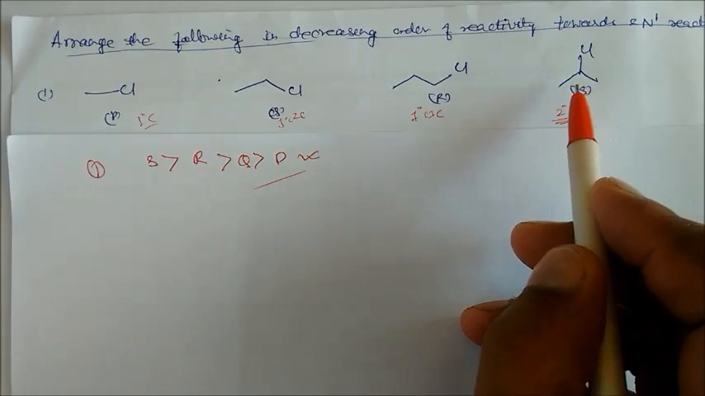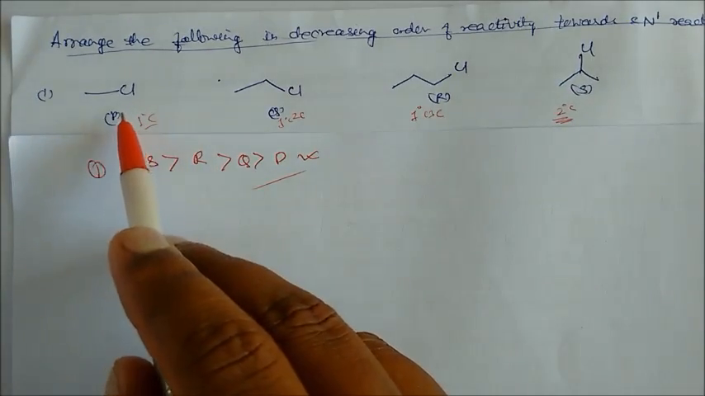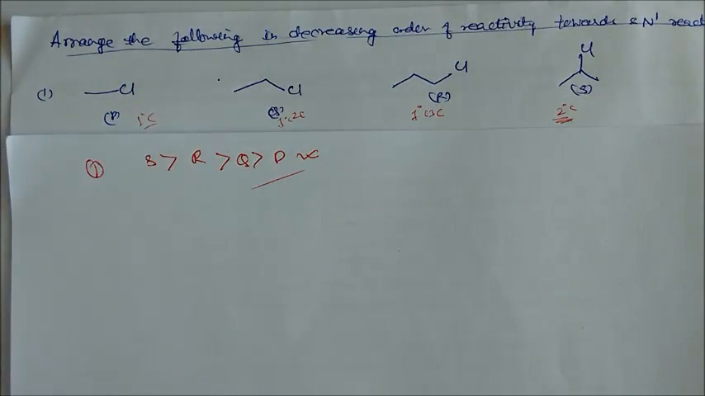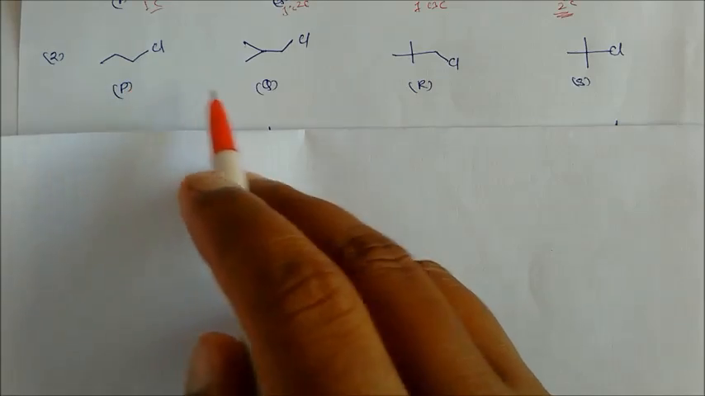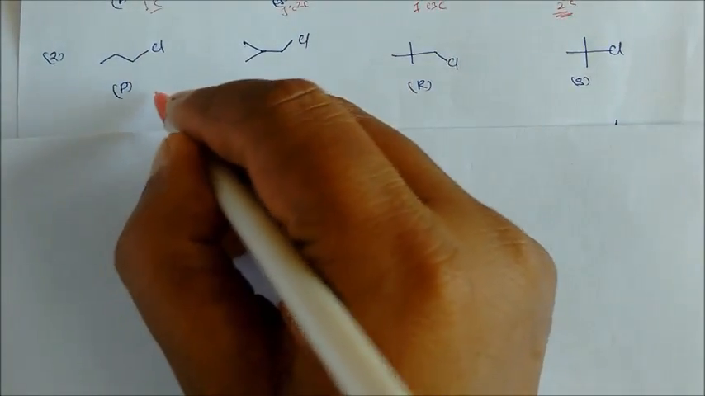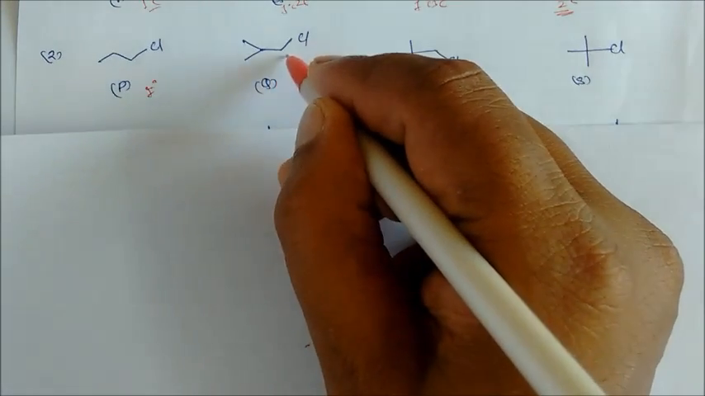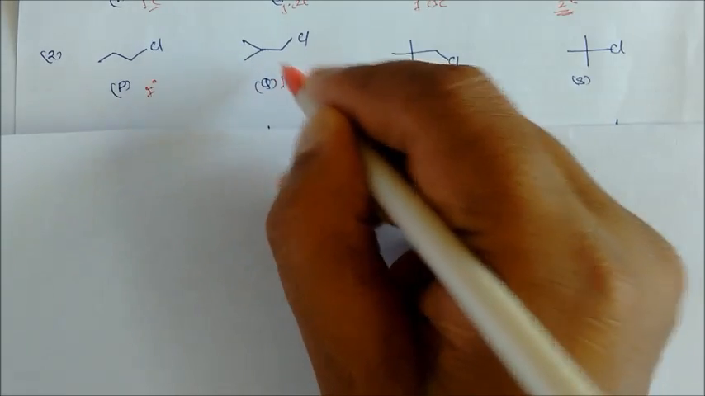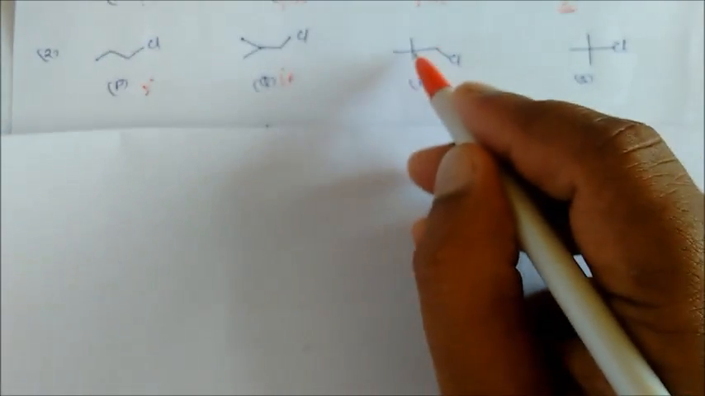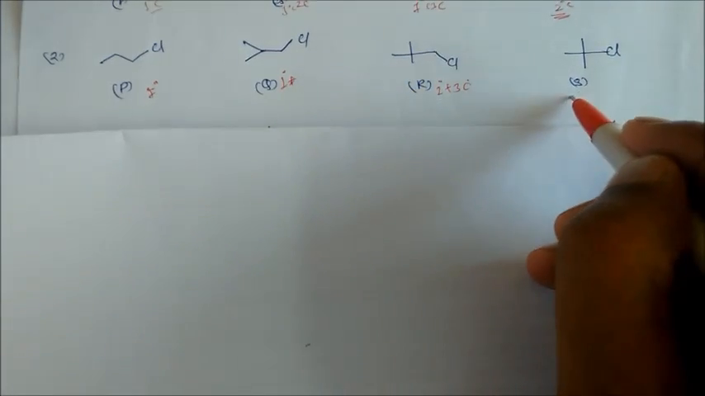This will show more SN1 reaction. The rate of reaction will be highest, and the lowest will be the primary alkyl halide, because here the carbocation will be less stable. So in these cases, P, Q, R, S, this is your primary alkyl halide. This is your primary carbon, but on this side you have a secondary carbon. Here we can see the primary carbon, but here a tertiary carbon is there. This is a pure tertiary carbon.